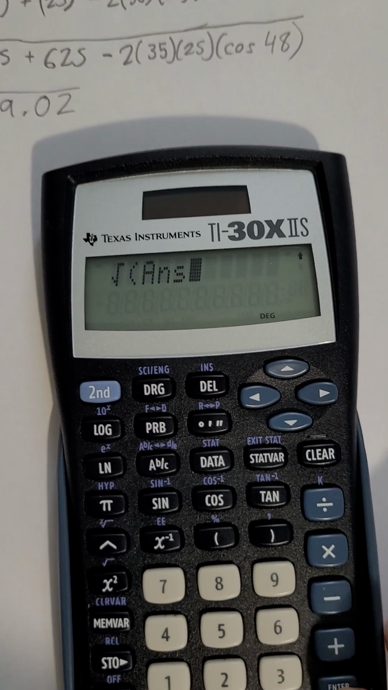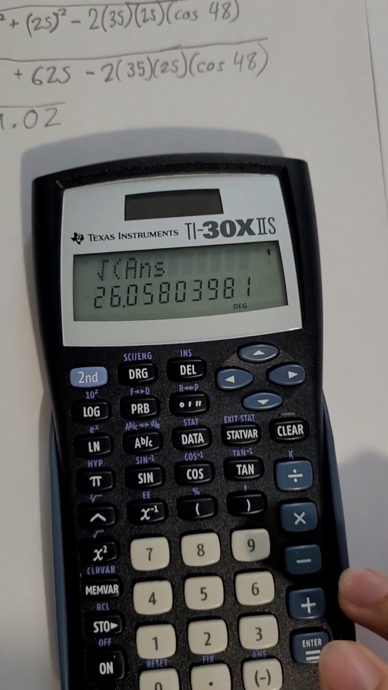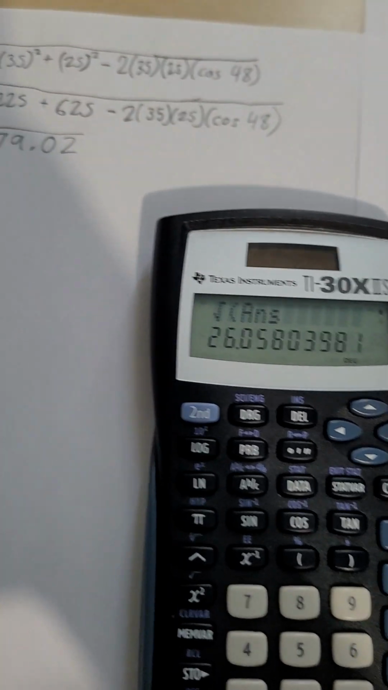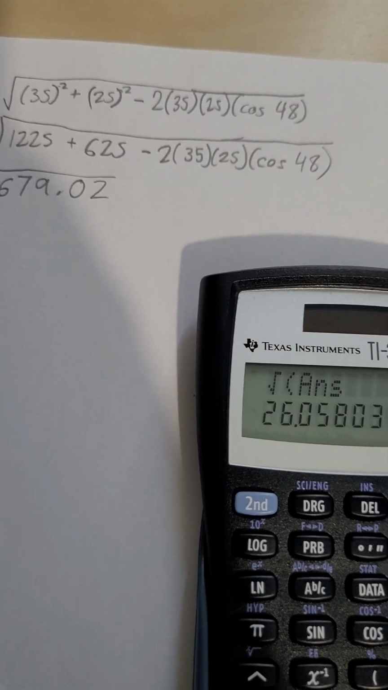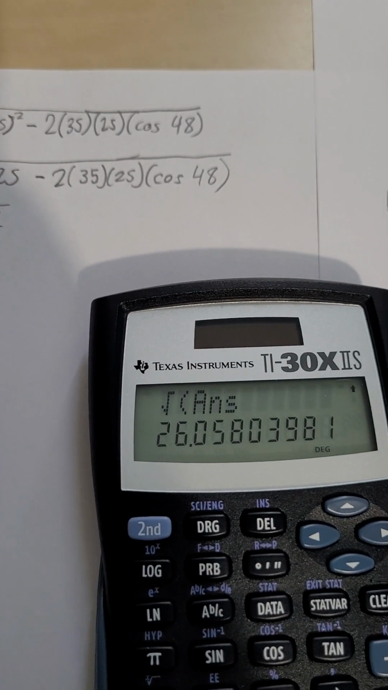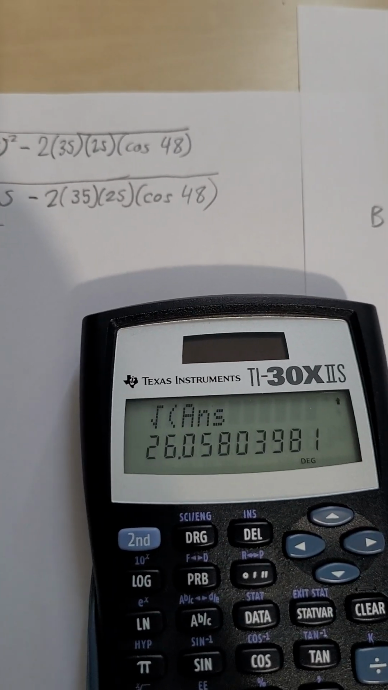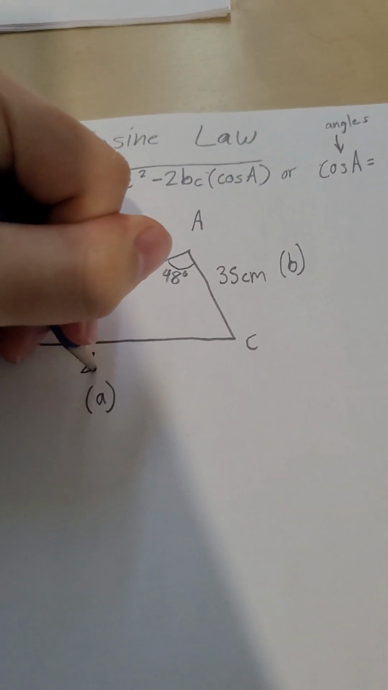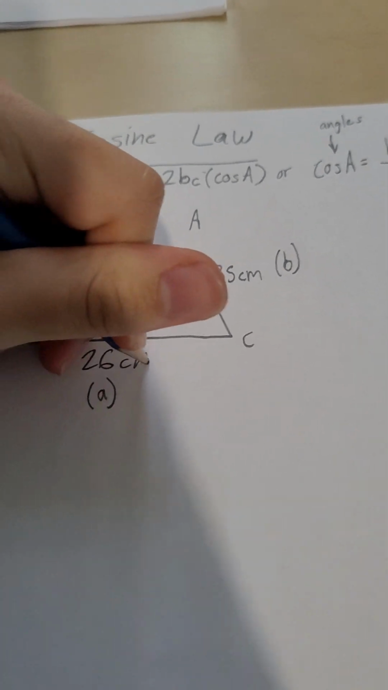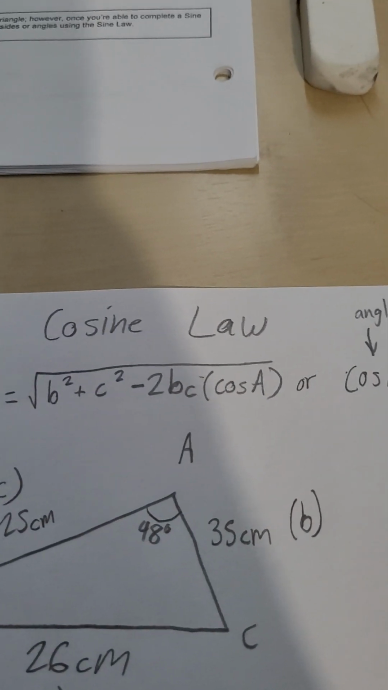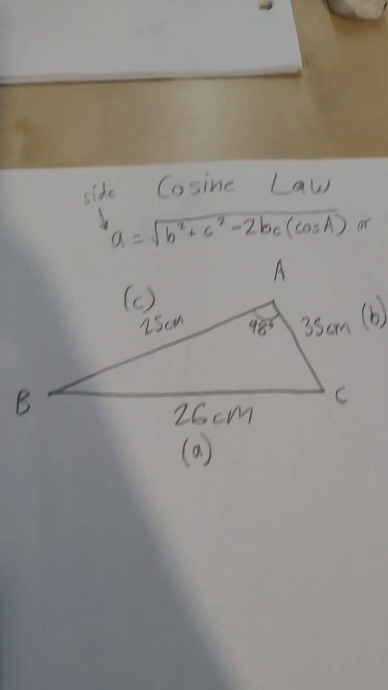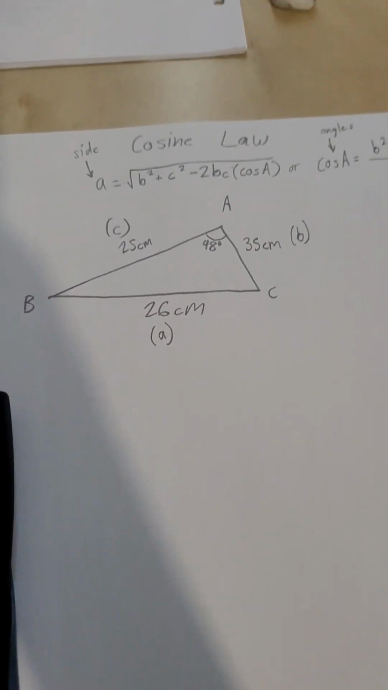And it works very well in this situation, because I just press equals here, and we get 26.05, which we will just round to 26. And that would be centimeters. So 26 centimeters. And that would be the length of this A, which, if I am checking my notes, is correct. Well, it was rounded a bit differently, but yes, that is correct.